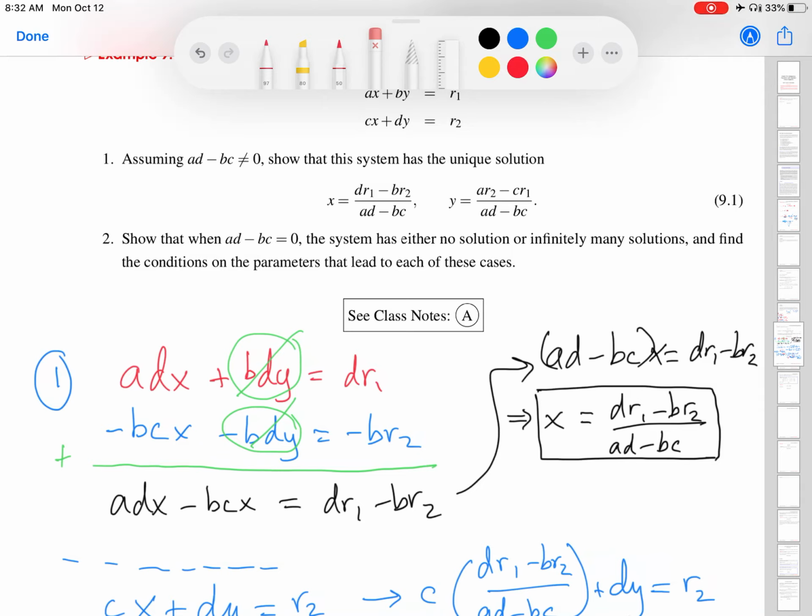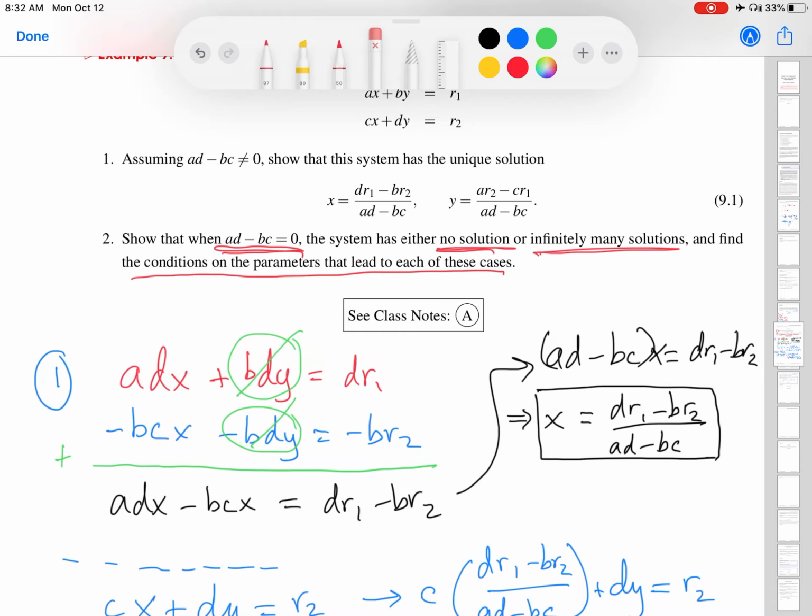Okay, so we have done the first part of this example. Let's now talk about the second part. And this is the massive amount of foreshadowing that I was just doing. So show that when the AD minus BC equals 0, the system has either no solution or infinitely many solutions. And find the conditions on the parameters that lead to each of these cases.